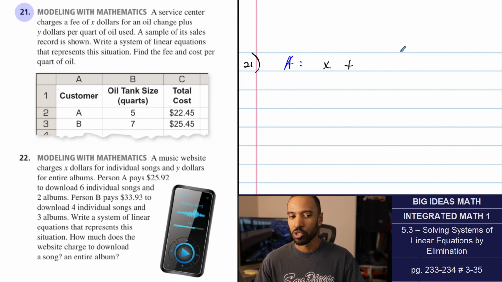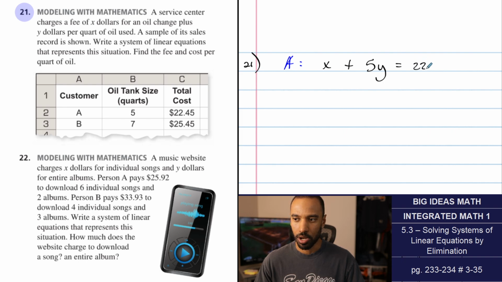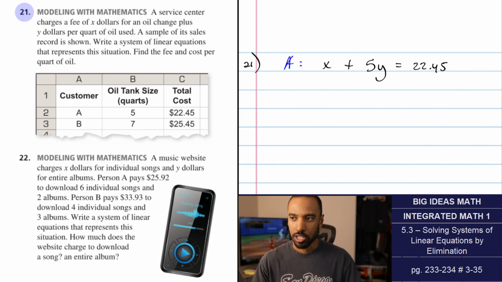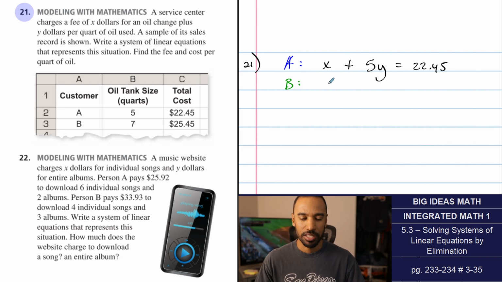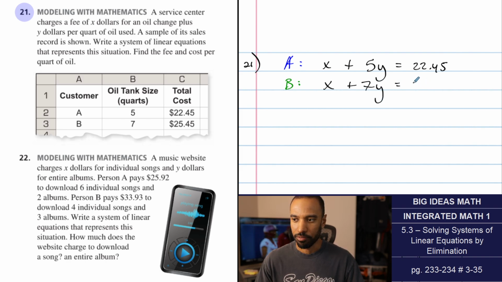5 quarts of oil are required for customer A. So 5 quarts of oil times the cost per quart of oil in dollars, and that'll equal a total of $22.45. Customer B, on the other hand, has an oil change and then 7 quarts of oil, and that's $25.45. Let's find those costs.